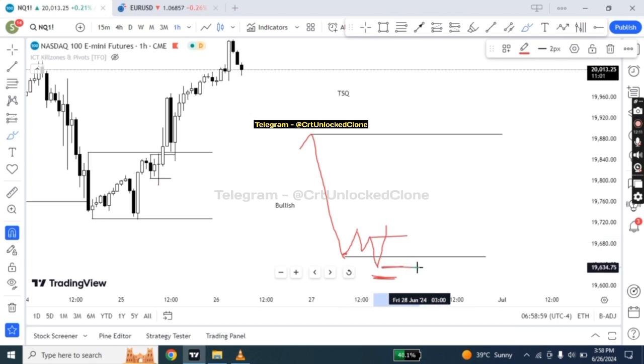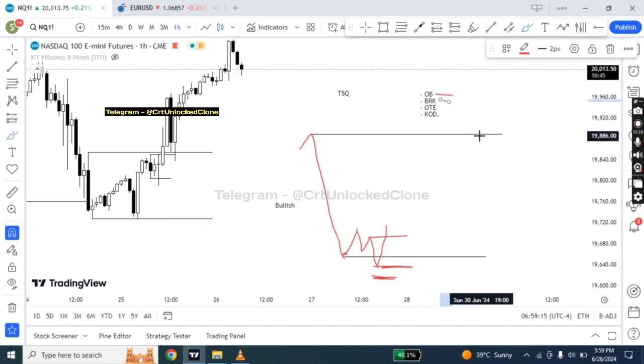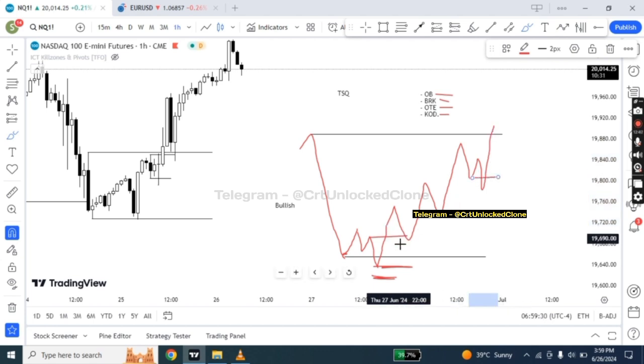Now what you need to remember is that there is a specific sequence of price action that price follows before it reaches the opposing end of the CRT, or the opposing end of the range, right? That sequence consists of an order block entry, a breaker entry, an OTE entry, and last but not least a KOD entry, right? The order block entry forms immediately, which is when price retests that swing that took the CRT low, and then price reacts off of that.